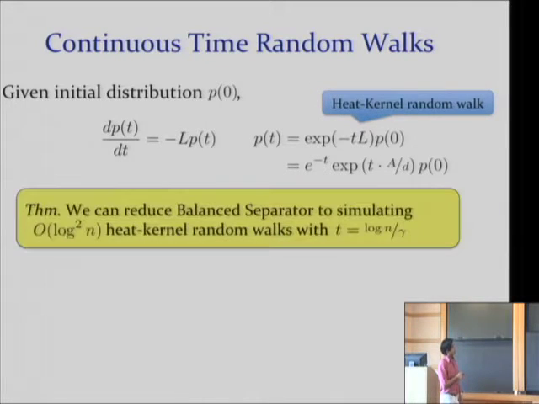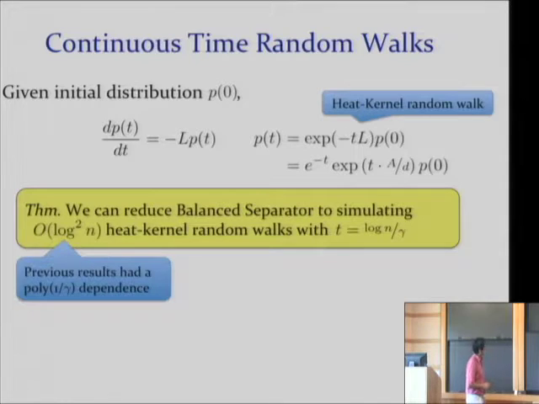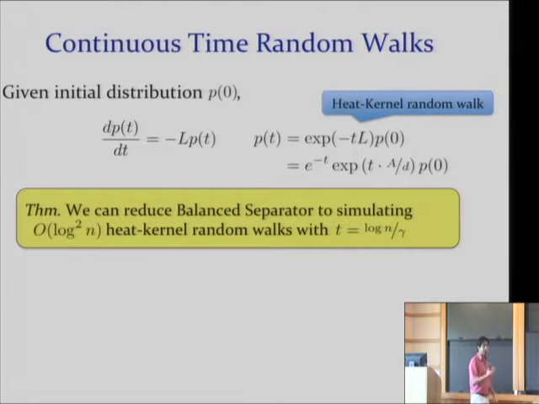Okay. So this is a theorem. We show that you can reduce the balanced separator question to simulating log squared n heat-kernel random walks with a specific choice of the time parameter. So gamma is an input. If you want to find the best cut, you can do a binary search, but gamma is an input, and we say you differentiate between there exists a cut smaller than gamma versus there exists no cut smaller than root gamma.